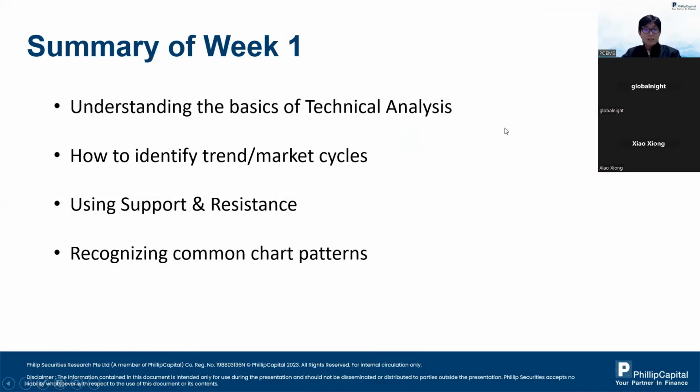The summary of week one, last week. I just want to recap for everyone. What we did was understanding TA in its simplest form, what TA is. Then we talked about trend, market cycles, support and resistance, and recognizing chart patterns using candlesticks. I hope everyone still roughly remembers what happened last week.